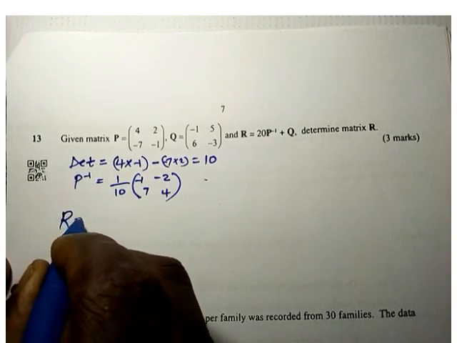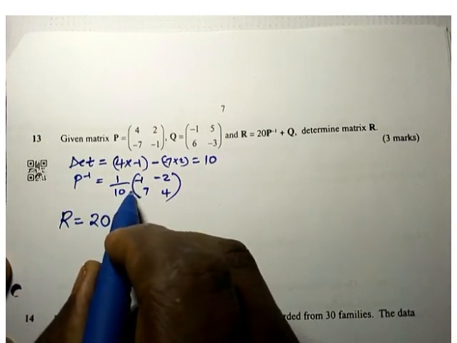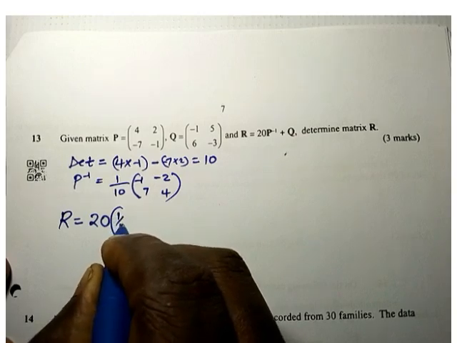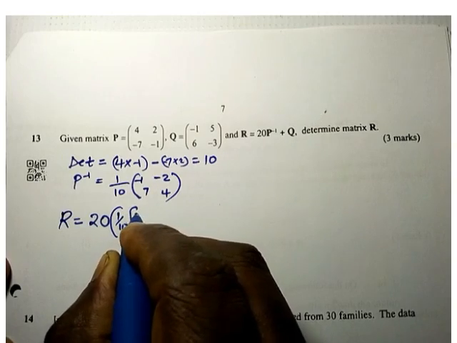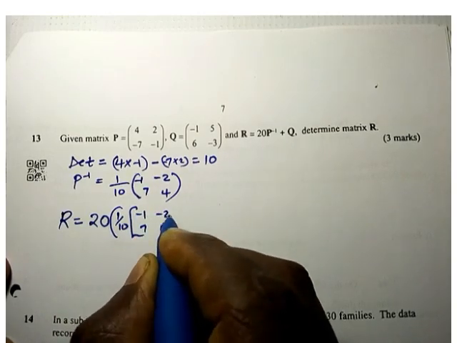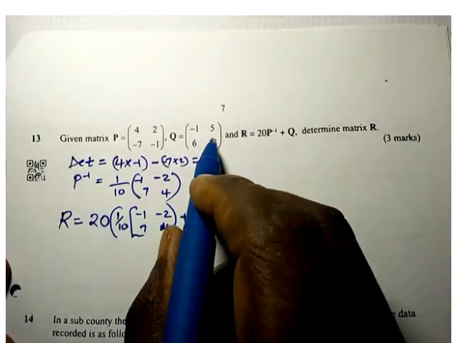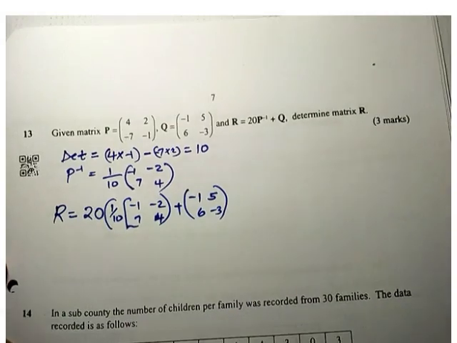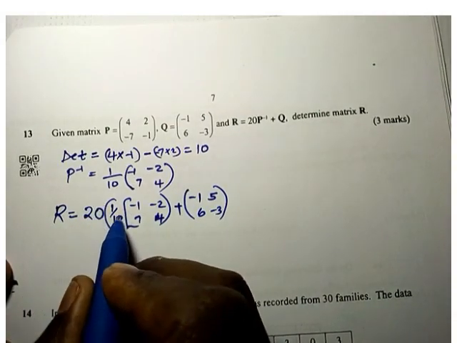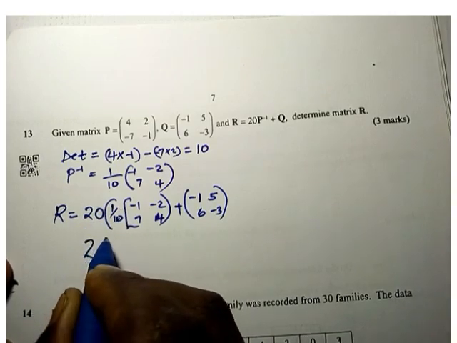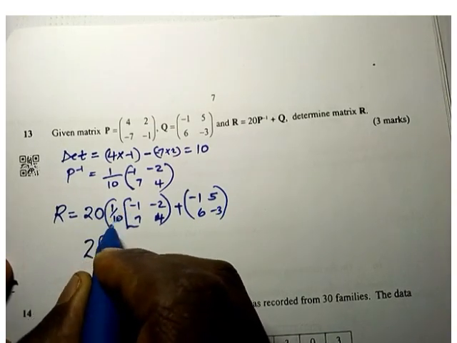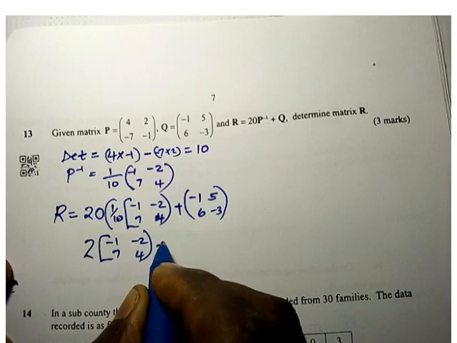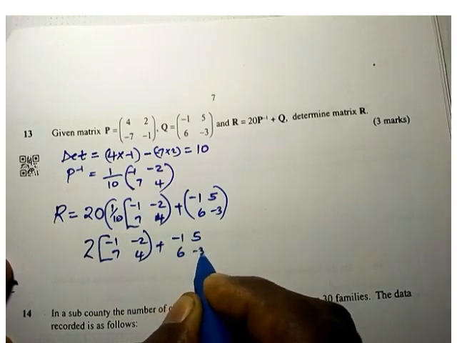So R is going to be now 20 of everything here, that is 20 P inverse, and this is P inverse, into 1 over 10, negative 1, negative 2, 7, 4, plus Q. Q is negative 1, 5, 6, negative 3, right? So this is multiplication. We can finish this and this one. So this 0 can, so we are going to have 2 into hii 10 inaisha na hii kwa sababu iko kwa chini. Sawa? So 2 times negative 1, negative 2, 7, 4, plus negative 1, 5, 6, negative 3.